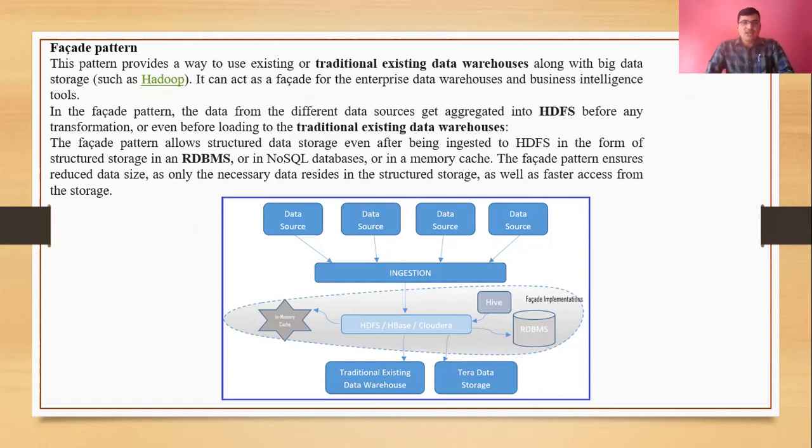The NoSQL patterns allow structured data storage even after being ingested to HDFS, in the form of structured storage in an RDBMS, or in NoSQL databases, or in a memory cache. The façade patterns ensure reduced data size, as only the necessary data resides in the structured storage, as well as faster access from the storage. So different types of data sources.